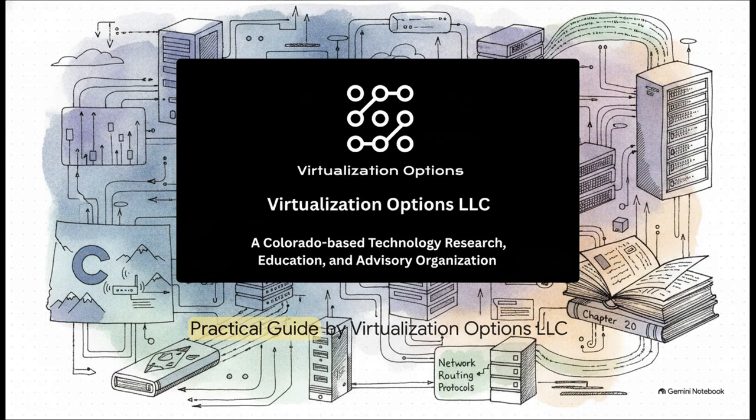And just as a quick reminder, to do this, we're drawing directly from the definitive source material. This is part 20 of the comprehensive 20-part tutorial, Guide to Modern Network Routing Protocols, that's published by Virtualization Options LLC, which is a fantastic Colorado-based technology research, education, and advisory organization. For this explainer, we are strictly focusing on what is contained in Chapter 20 of that guide, because it essentially serves as the ultimate cheat sheet and decision matrix for your network architecture.